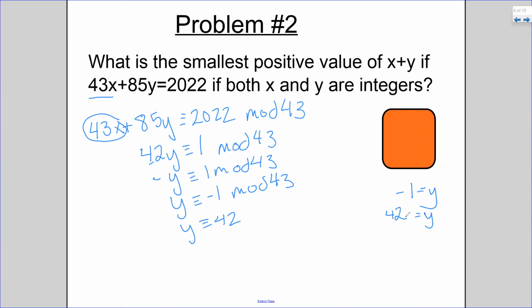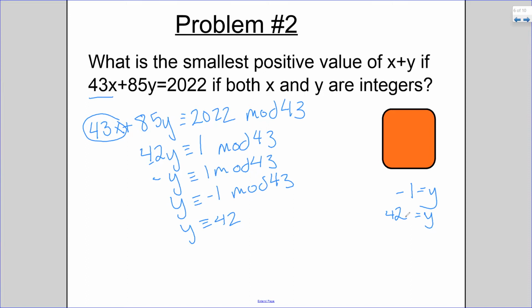Now, you might be thinking to yourself, well, what if we continued adding 43s or continue subtracting 43s? What ends up happening here is you get a larger and larger difference, right? And the further away you're getting, you need bigger quantities of x and bigger quantities of y, and they actually won't create a smaller sum.